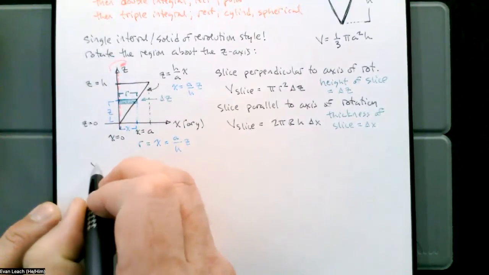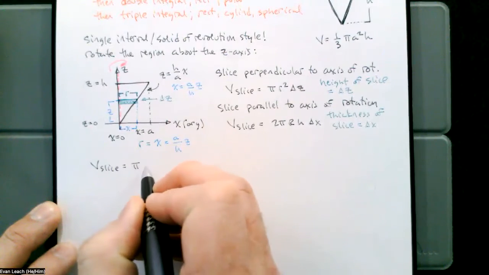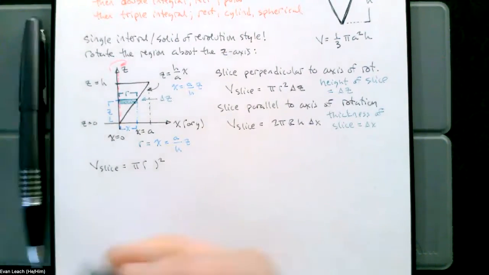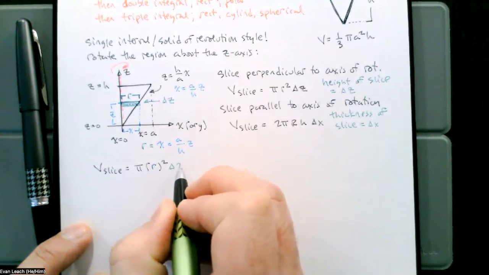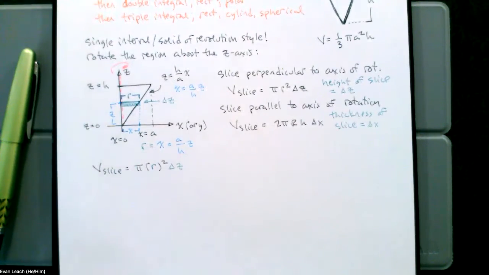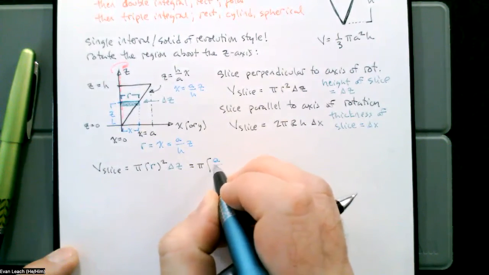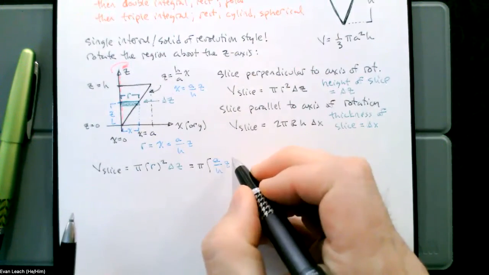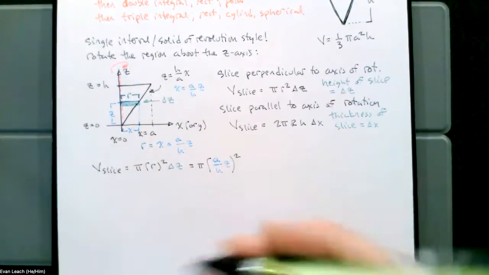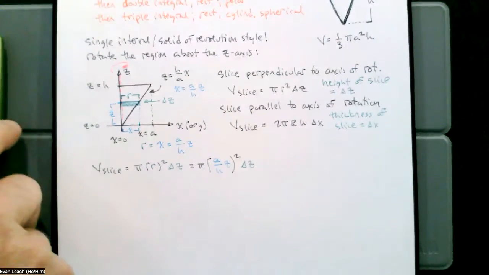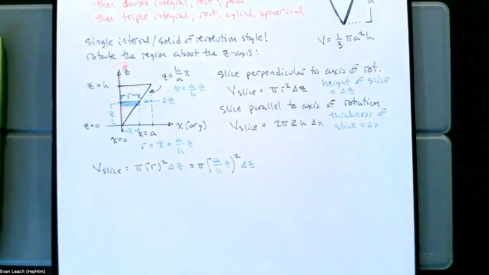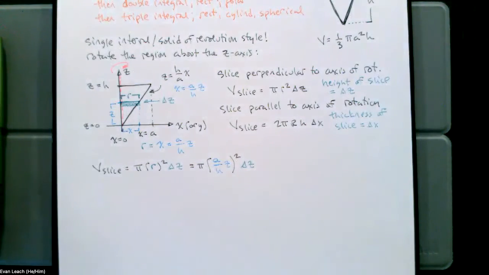So my volume of the slice is pi times the radius R squared times my delta variable delta Z. I'm going to replace the radius with A over H times Z. And that's going to get squared times the delta Z. Then we just got to integrate this over all the Z values where we have a slice, and that would be from 0 to H.